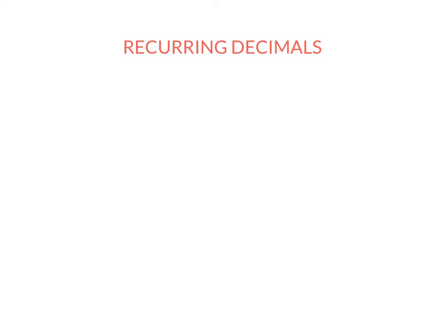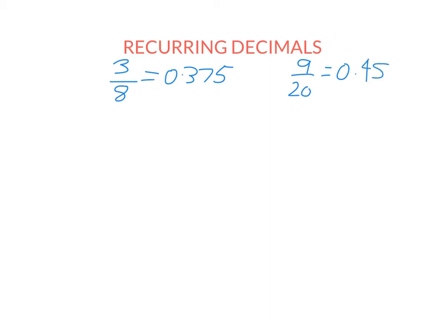Thank you so much for tuning into this video on recurring decimals. So last lesson we looked at converting fractions and decimals. One of the examples we did, we found that 3 over 8 is the same as 0.375. Another one we did, we found that 9 over 20 is the same as 0.45. So fractions and decimals are just different ways to represent the same number or part of a number.